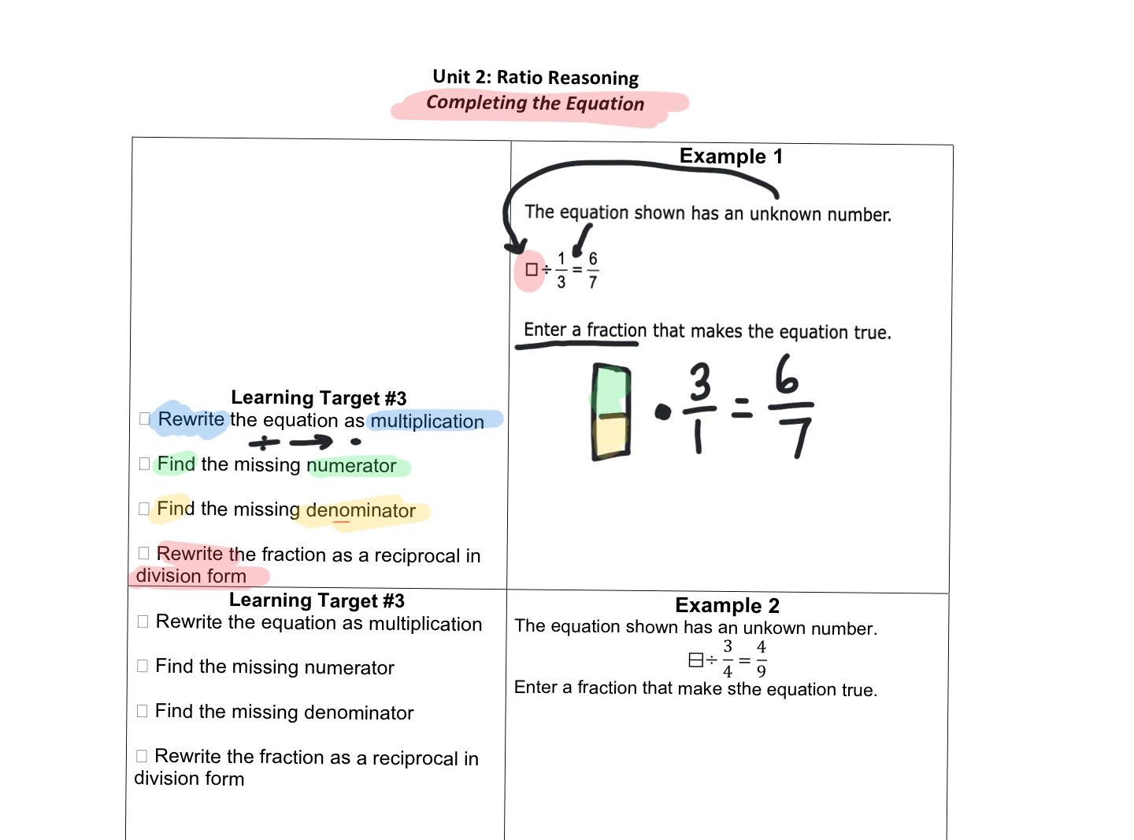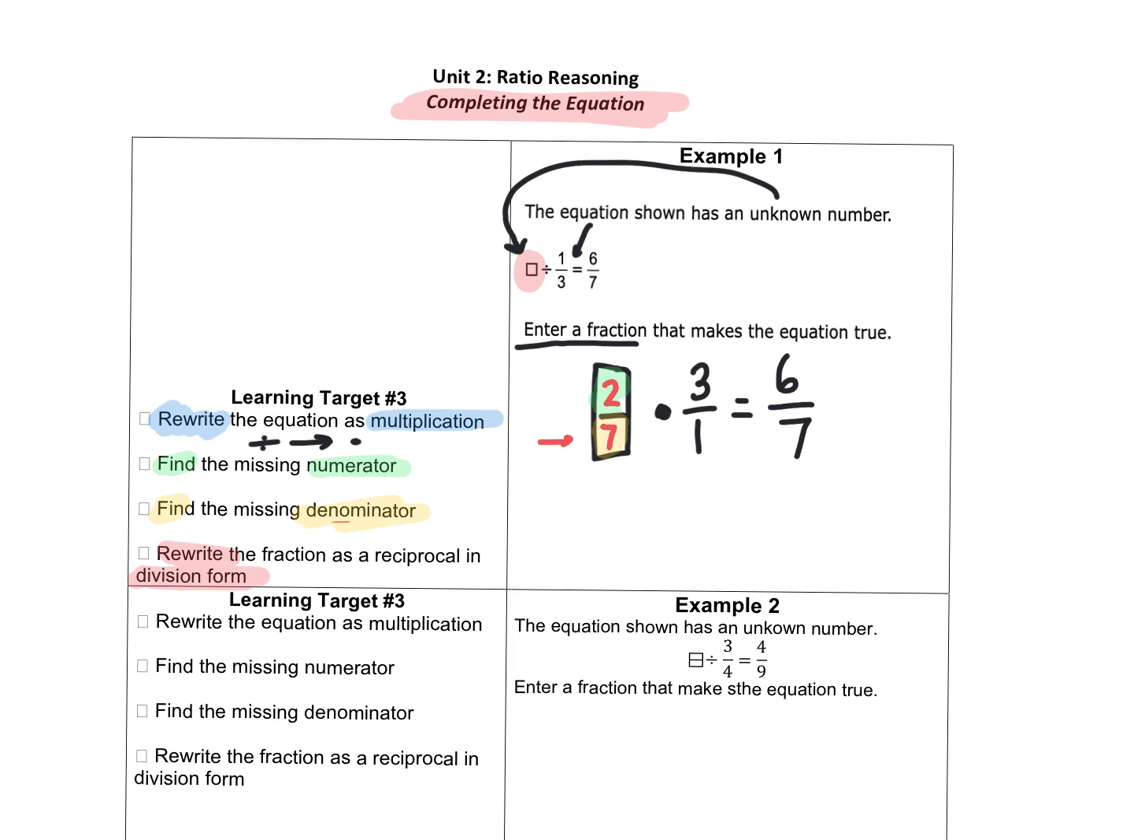Well, let's look at it. I know that some number times 3 is going to give us 6. And the question is, what is that number? Well, in this case, I know that 2 times 3 will equal 6. So because 2 times 3 equals 6, I put a 2 in that box. And then I ask myself on the bottom, the denominator, what number times 1 will equal 7? Well, that's easy. Any number times 1 is itself. So in this case, our answer is 7. So we are done. We found our answer.